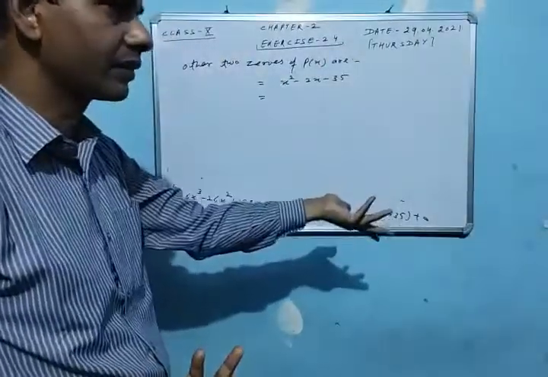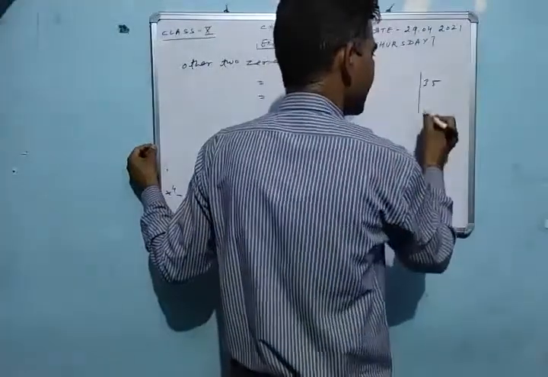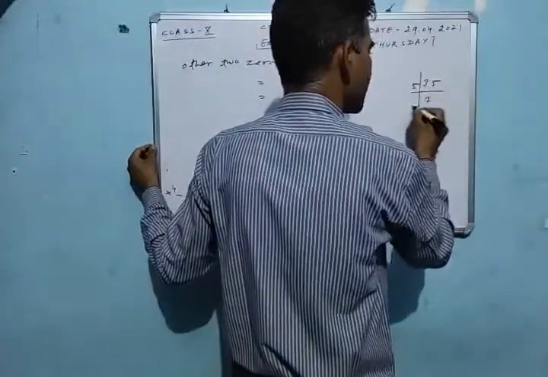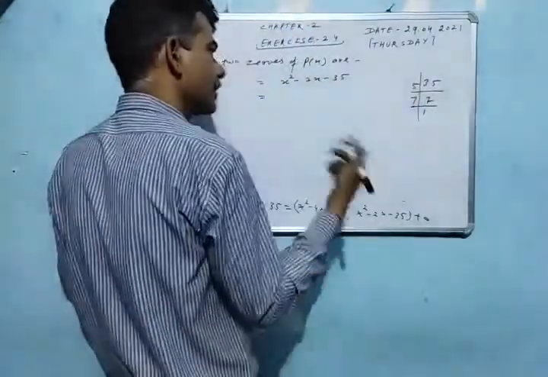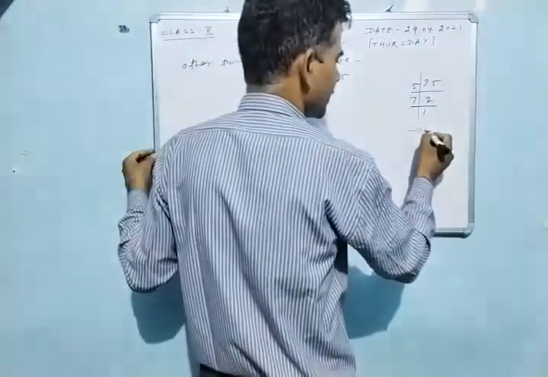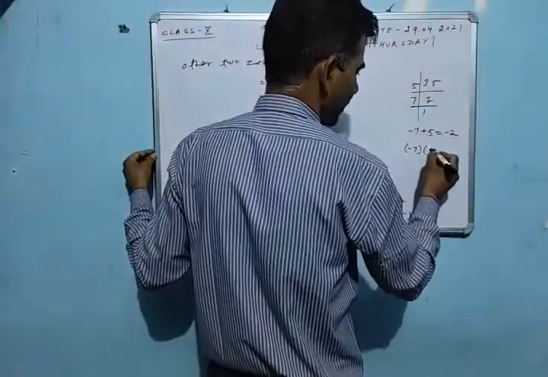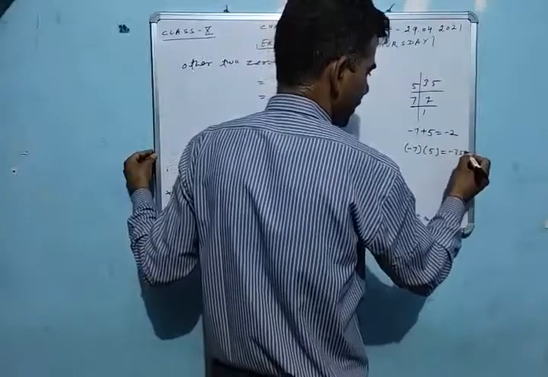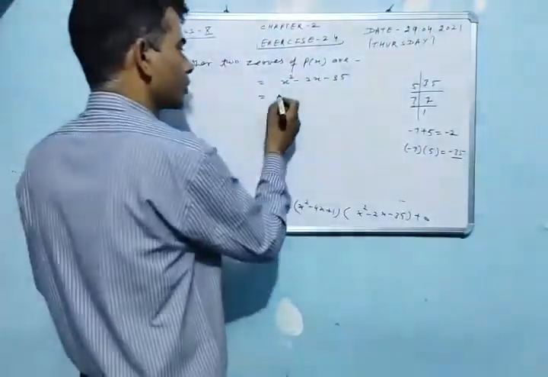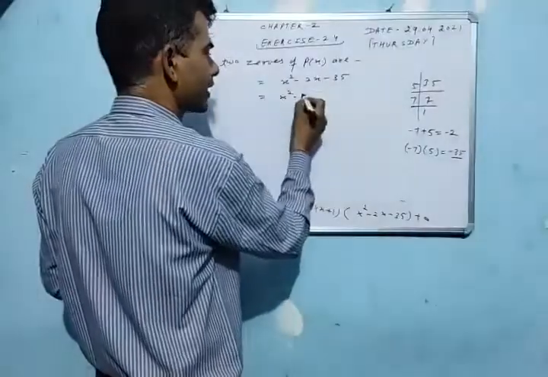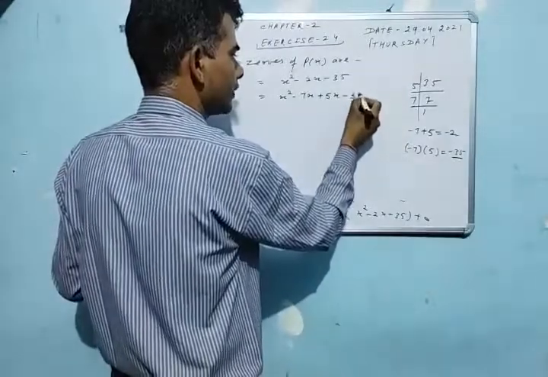Student, they will be only 5 and 7. 5 7s are 35, 7 minus 5 is 2. Student, minus 7 plus 5, that is minus 2, minus 7 multiplied 5, that is minus 35. So two factors, minus 7x plus 5x. Student, x square minus 7x plus 5x minus 35.